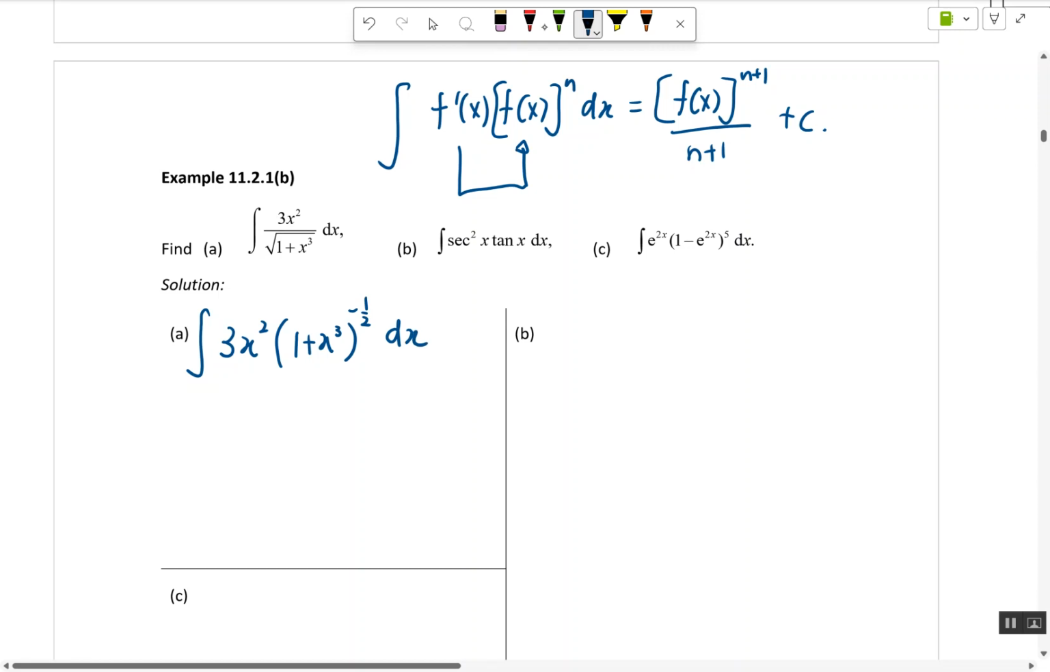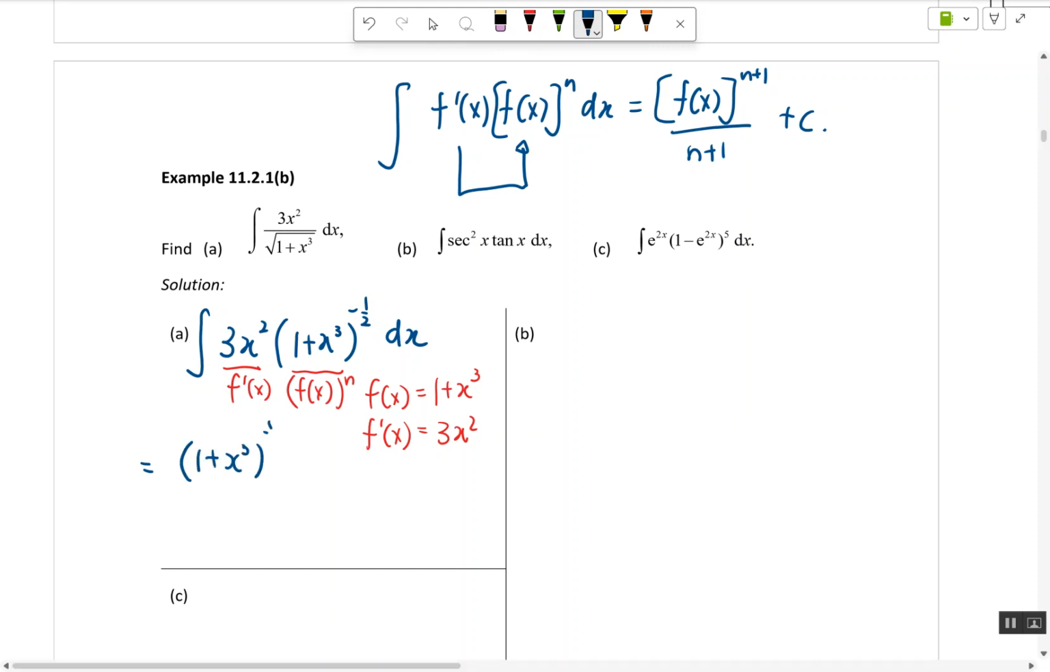dx. Now, who is in the chain? This guy is in the chain. So my f x is equal to 1 plus x cubed. What is my f prime x? 3x squared, which just happens to be him. So if this is f prime x and this is f x to the power of n, all I need to do is just apply this. I'm going to get 1 plus x cubed to the power of, raise the power by 1, half, divide by the new power, half, plus c. I'm going to get 2 square root of 1 plus x cubed plus c.